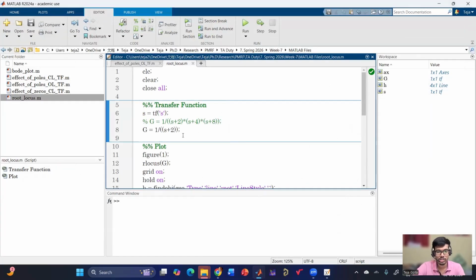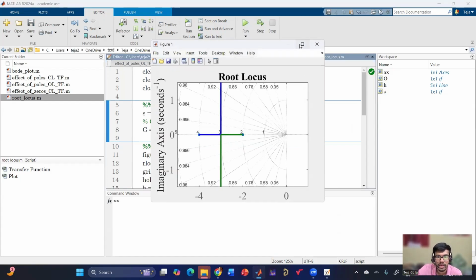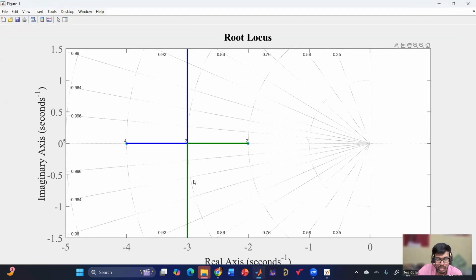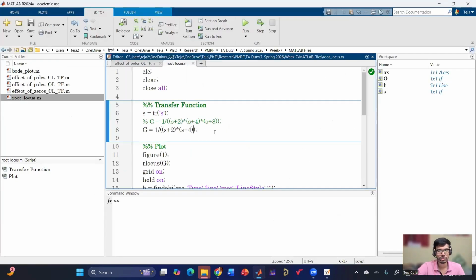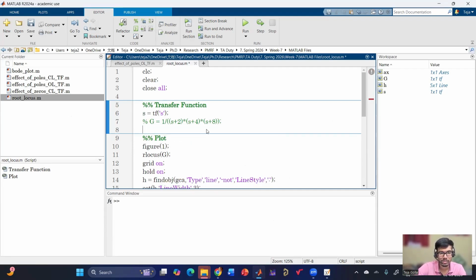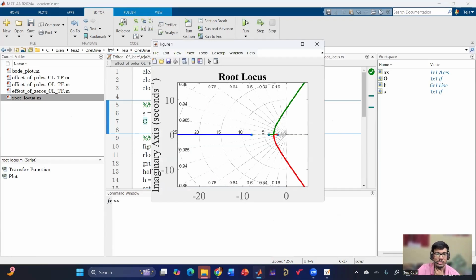So now instead of S plus 2, if I have S plus 4 also, how the root locus will look like. So in this case, if you see, the poles are moving in the top and bottom direction, and everything is on the LHP side, so the system will never become unstable even if you increase the gain. Now let us do S plus 2 into S plus 4 into S plus 8, which is what we have in the above line. So I can uncomment this. Now my G is S plus 2, S plus 4, S plus 8.